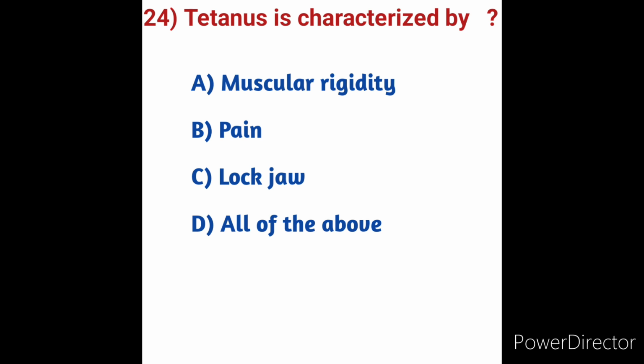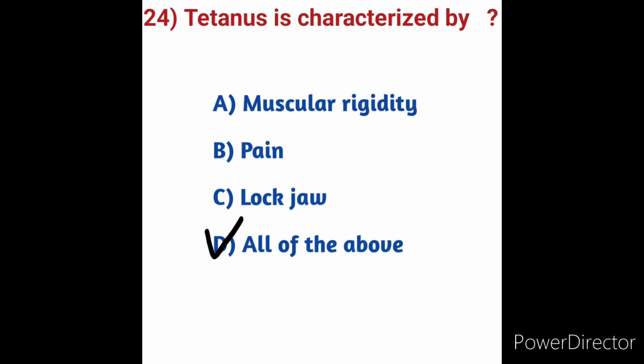The symptoms include jaw cramping, sudden involuntary muscle spasm, painful muscle stiffness all over the body, trouble swallowing, headache, fever, sweating, seizures like jerking or staring movements, and changes in blood pressure and heart rate. So here, all of the above is the correct answer: muscular rigidity, pain, lockjaw and headache, seizures. Options A, B, C are all correct answers here. Next we will move on to question number 25.